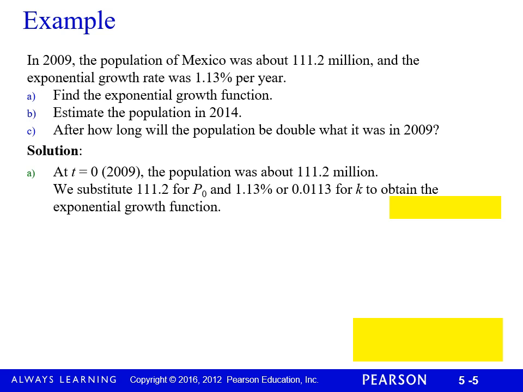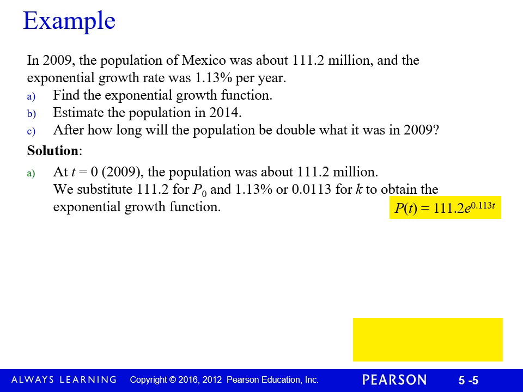Well, at t equals 0, the population was 111.2 million. And so we substitute 111.2 for P sub 0, and 1.13% is equal to k, or really it should be the decimal version, which is 0.0113, to obtain the exponential growth function. Here all we've done is plug in two values, P sub 0, which is our initial population, 111.2, and also our growth rate, the percentage rate put into decimal form.